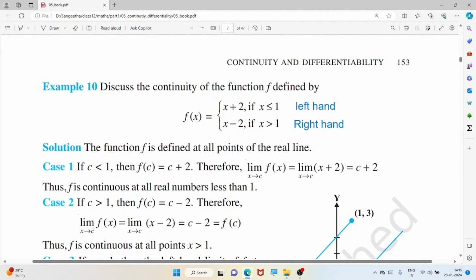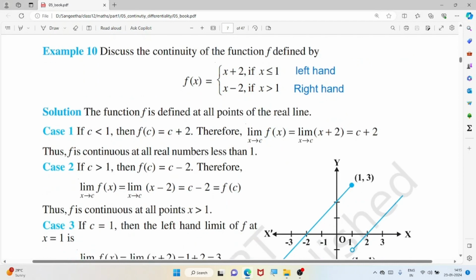Discuss the continuity of the function, defined separately for x less than or equal to 1 and for x greater than 1. At 1 it is defined by the first piece. We have to use, see, less than or equal to 1, and this is greater than 1. This second expression is not defined at x equal to 1. So now the function is defined at all the points.